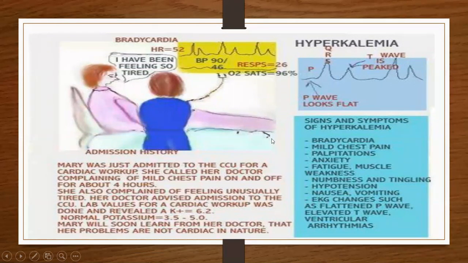So here's her admission history. Mary was just admitted to the CCU for a cardiac workup. She called her doctor complaining of mild chest pain on and off for about 4 hours. She also complained of feeling unusually tired. Her doctor advised admission to the CCU, and her cardiac workup revealed that her potassium level was 6.2, and your normal potassium level should be between 3.5 and 5. Mary will soon learn from her doctor that her problems are not cardiac in nature, per se, but are being caused by her potassium levels being too high.